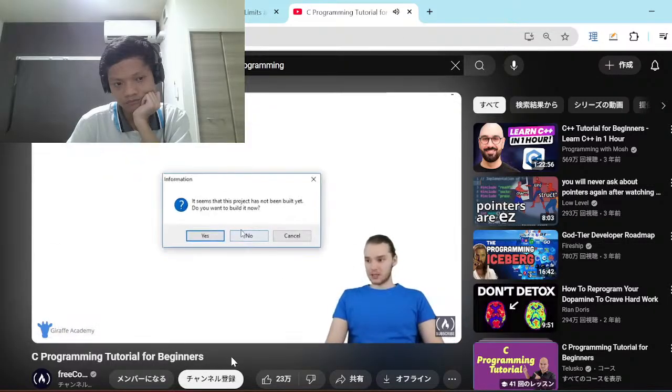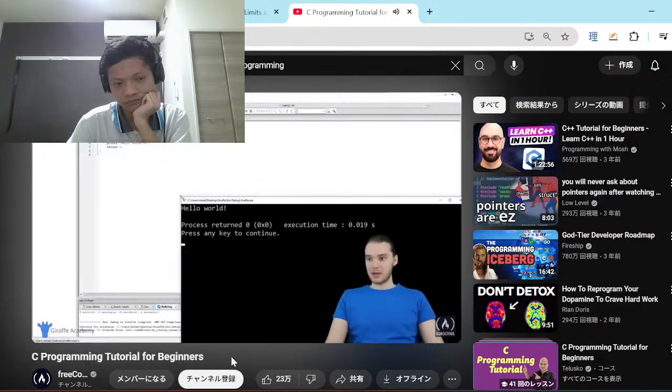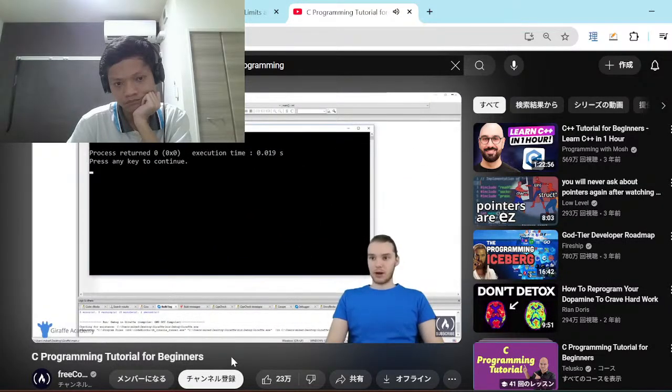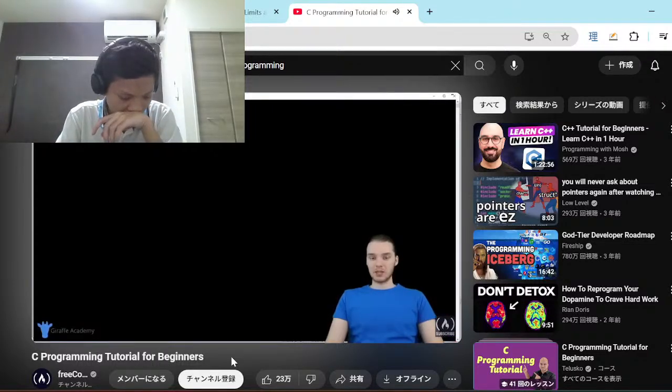When I click the run button, we're getting this message that says the project hasn't been built yet. Do you want to build it? Click yes. And now over here, this little window pops up. Basically, this is the command prompt. Whenever I run a C program, this little window is going to pop up. If I exit out of this and run this program again, you'll see this window pops up again, and it basically just executes the program.